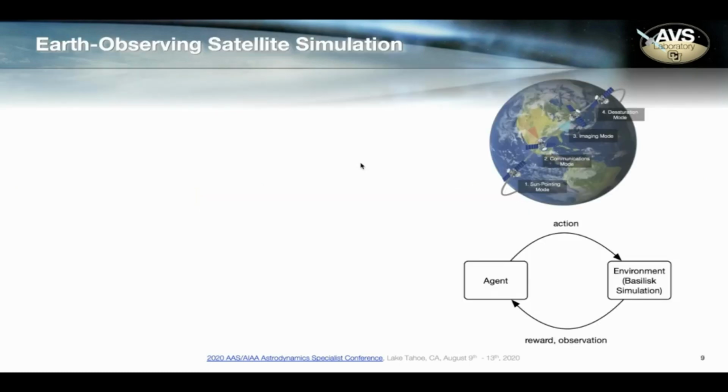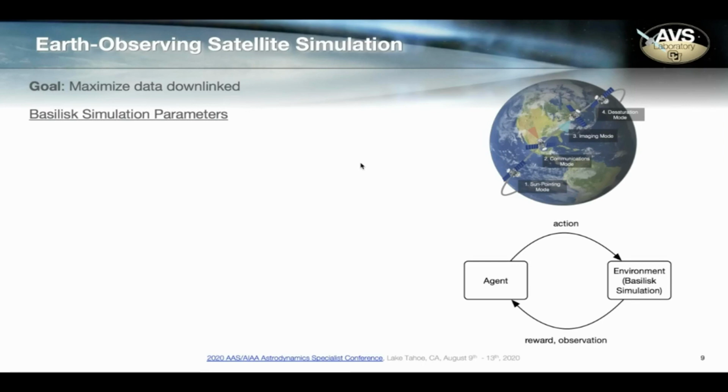Problem formulation. We formulate an Earth-observing satellite simulation. Previous students in the lab have wrapped Basilisk into an OpenAI gym environment. In this research, the goal is to maximize the data downlinked, whereas in previous formulations, it has been to maximize the data collected.